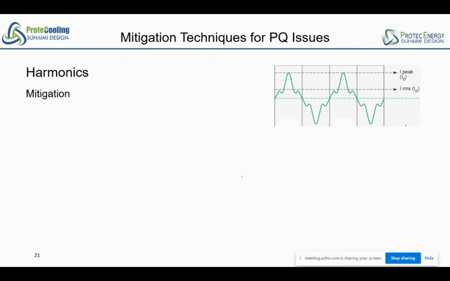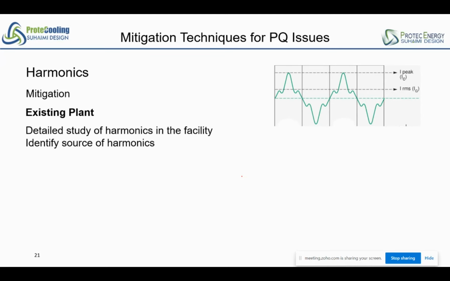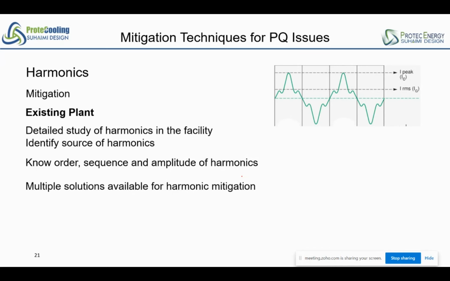Then for mitigation of harmonics, we have n number of solutions depending on the type of harmonics, the order, magnitude, and amplitude. For an existing plant, we need to go for a detailed study and identify the source of harmonics. Instead of mitigating the harmonics at the point of common coupling, it will always be better to mitigate them at the source. So we should know the order, sequence, and amplitude of the harmonics.